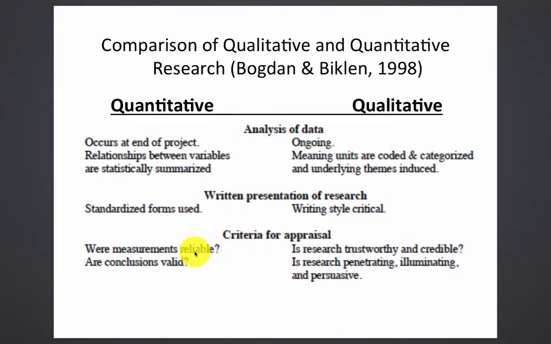Criteria for appraisal: were the measurements reliable in quantitative inquiry? Are the conclusions valid? Alternatively, in qualitative inquiry, is the research trustworthy and credible? Do we get a useful description from what's been done? Does it provide us with very persuasive or illuminating understandings of the phenomena of interest? And so it's a much different criteria for appraisal in the qualitative inquiry world.